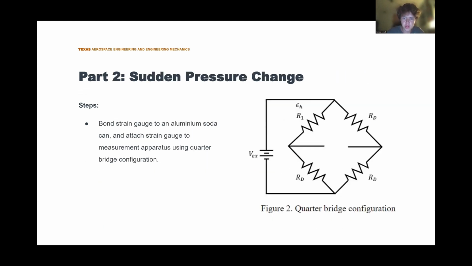For part 2 of the experiment, we're doing a pretty similar thing, except we're going to use a soda can. We're going to bond a strain gauge to the soda can, just gluing it on there. Then we're going to use the same setup for the software as last time, but for the Wheatstone bridge, we're going to use a quarter bridge configuration, which you can see here, just slightly different than the full bridge.